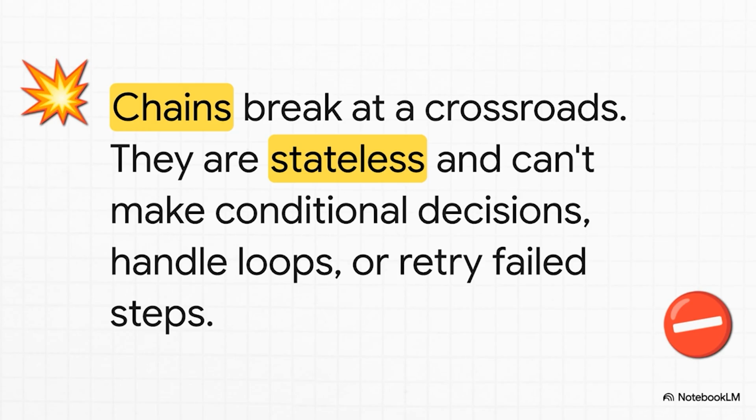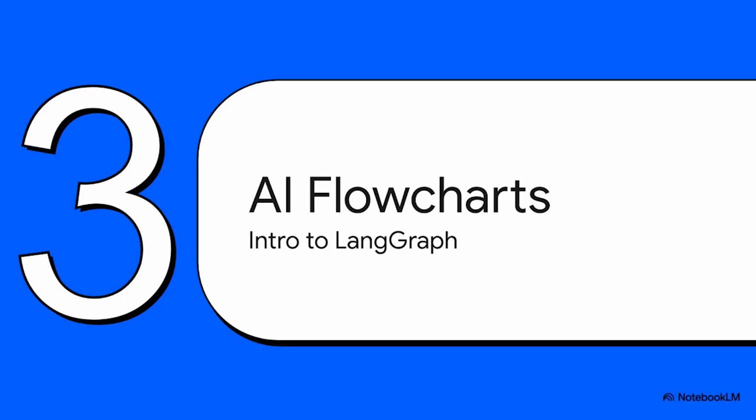They're fundamentally stateless, which is a fancy way of saying they have no memory of what happened in the last step, so they can't make choices. If an email is urgent, a chain can't decide to send it to a manager. If a step fails, it can't decide to try again. It just hits a wall. That's why we need a totally new tool. And that new tool is a library called LangGraph.